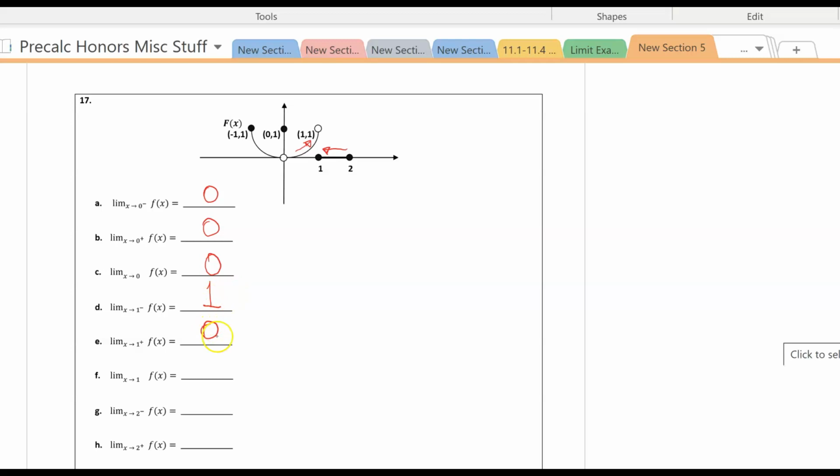Now since these two values are different, this notation here, the limit as I approach 1 from both sides at the same time, does not exist. These two have to be the same in order for this to exist.